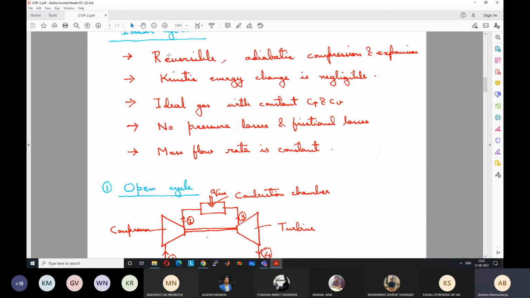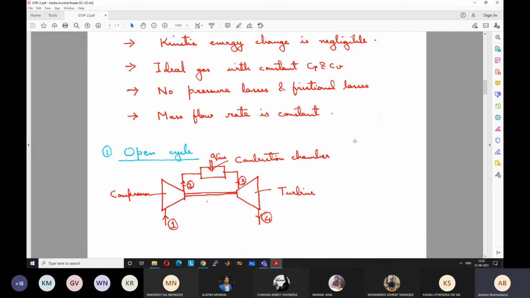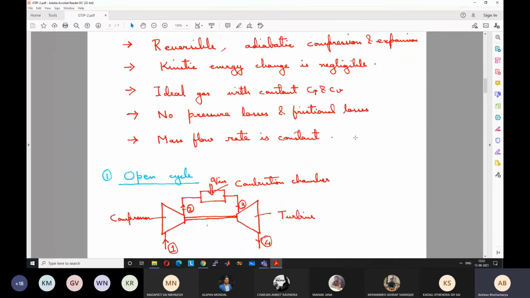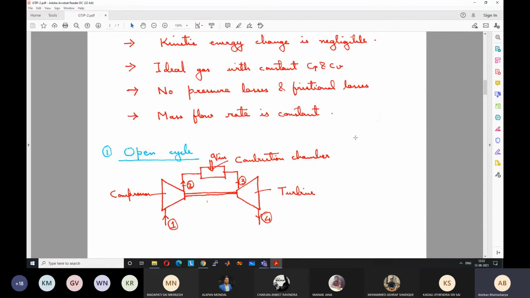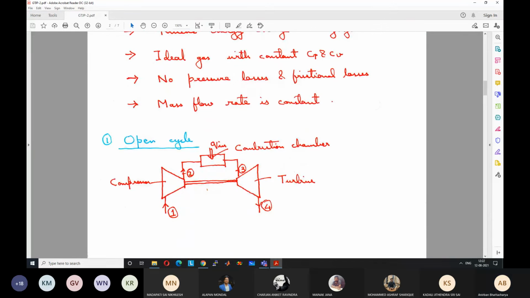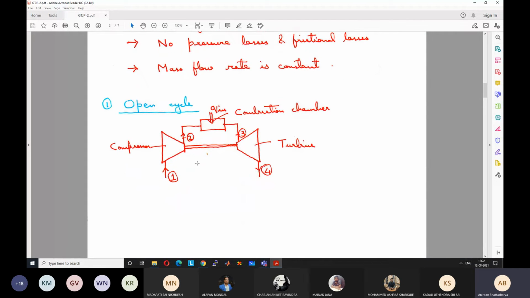Later you will see that one by one we will remove all these assumptions and do the calculations for very realistic cycles. But at this point, let us focus on the ideal cycle to understand the fundamental things. So with these assumptions, this is a typical schematic diagram of a gas turbine cycle.